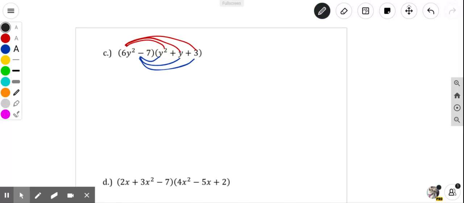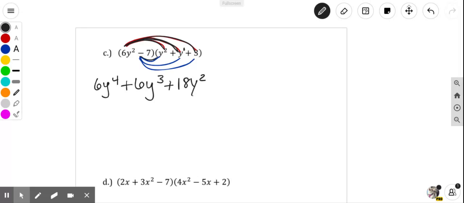Okay, ready? So 6y squared times y squared. Remember, we add the 2 and the 2, so it's going to be 6y to the fourth. Then 6y squared times y. This, remember, has a 1. So y squared times y is y to the third, so that's going to be 6y to the third. 6y squared times 3, it's just 6 times 3 is 18, and then the y squared doesn't change.